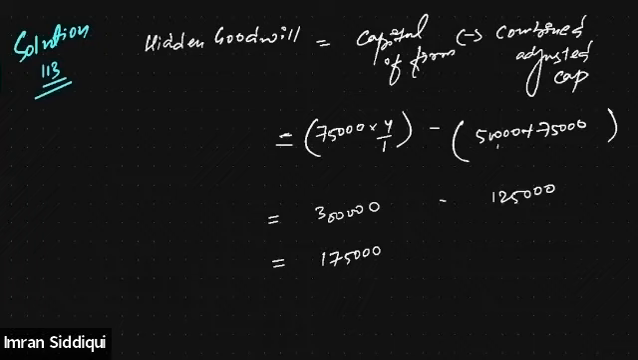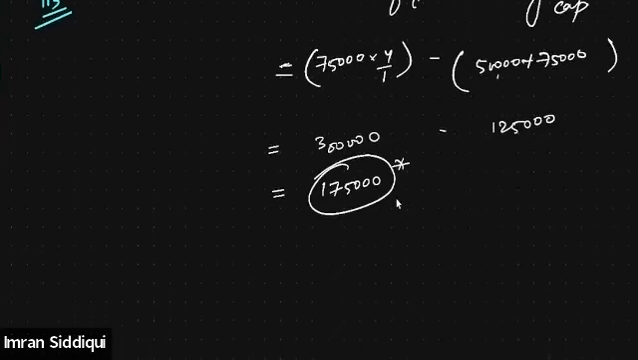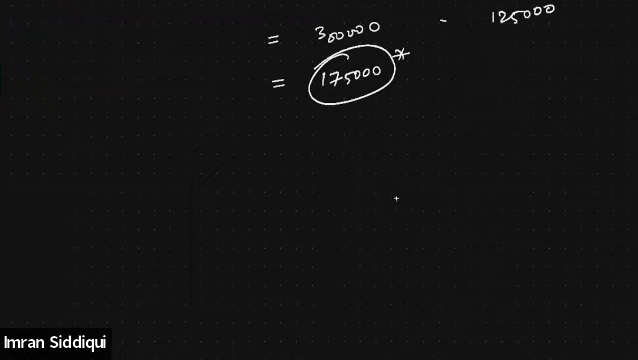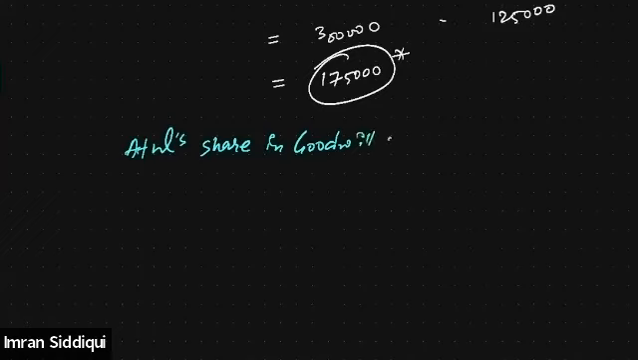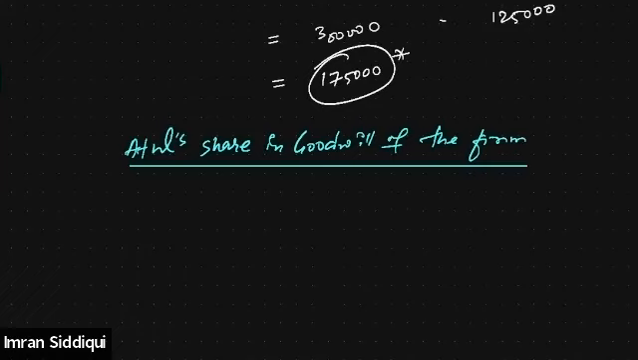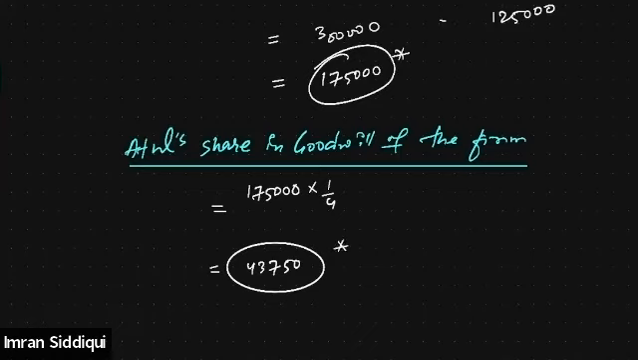So this is not the goodwill of the firm you are getting. Yes, sir. So this is the goodwill of the firm, na? This is the hidden goodwill of the firm. Now we need to calculate Atul's share in the goodwill of the firm. In order to calculate Atul's share in goodwill of the firm, we will just multiply 1,75,000 into 1 by 4, right? Yes. And we will get 43,750. Is it the answer you are getting in the book? No, sir. This is not the answer.